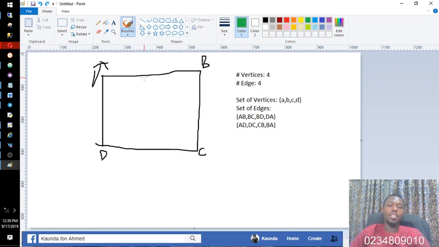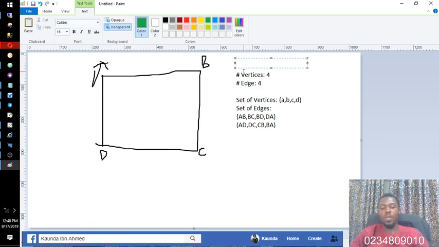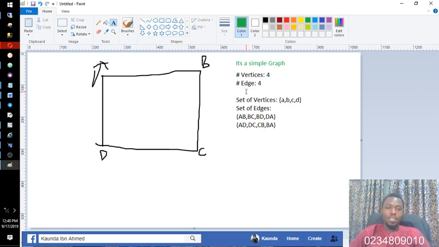So that is it. You describe this graph, and then you can also add that it's a simple graph, because there's nothing like a parallel line here, and there's nothing like a self loop here. So it's also a simple graph. I think that will be fine to begin with. Then the type of graph, the number of vertices, the number of edges, then the sets. Then the number of the degrees.